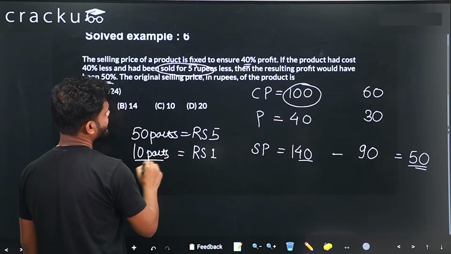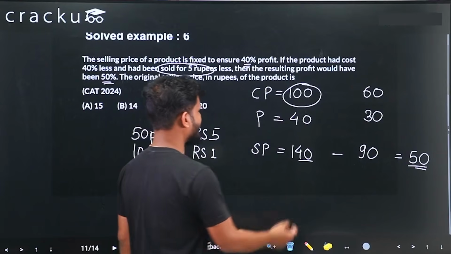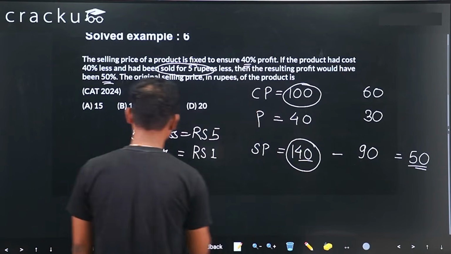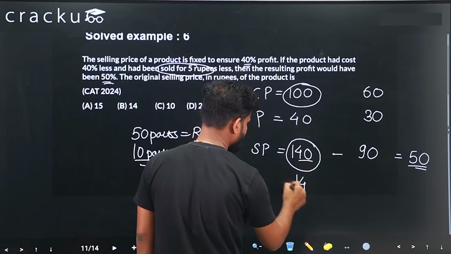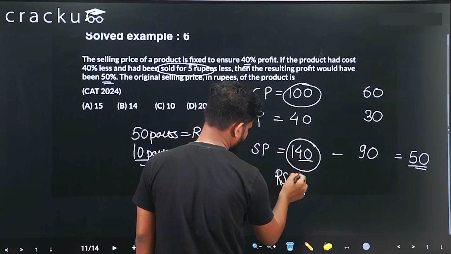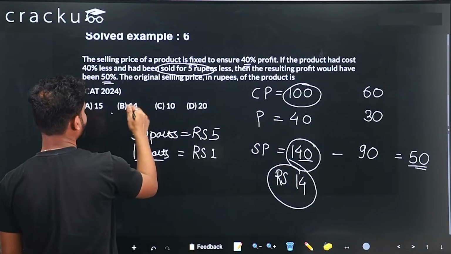What am I asked? I am asked the original selling price. So this is 140 parts. So if 10 parts is rupees 1, 140 parts will be rupees 14. So 14 is the correct answer here.